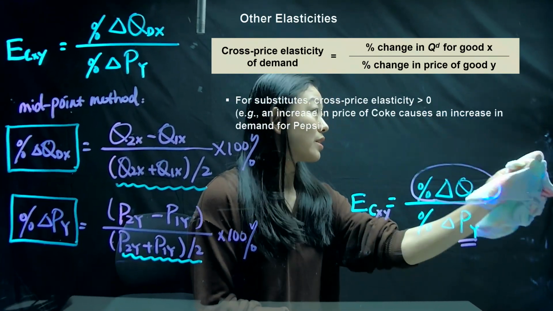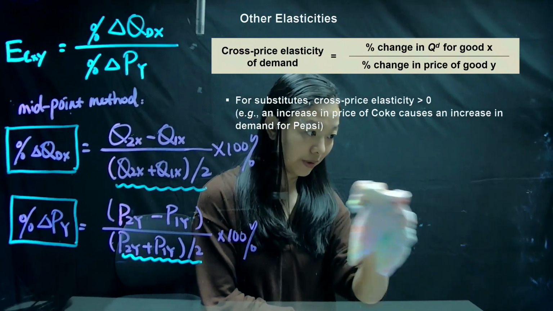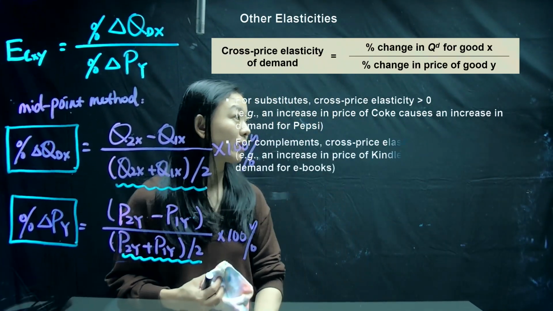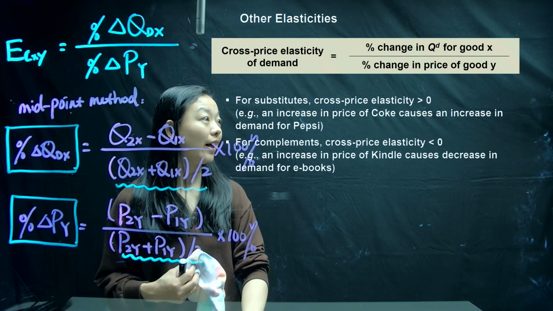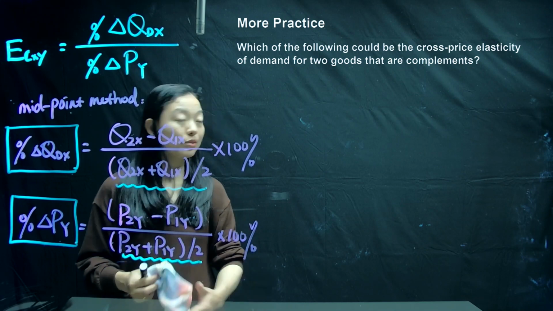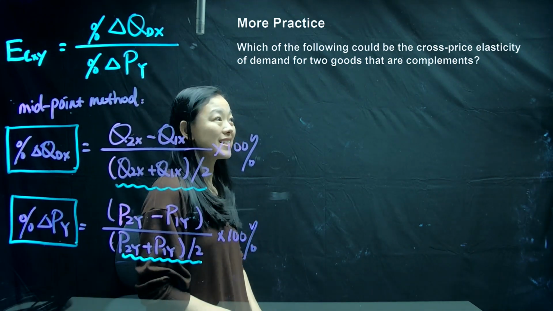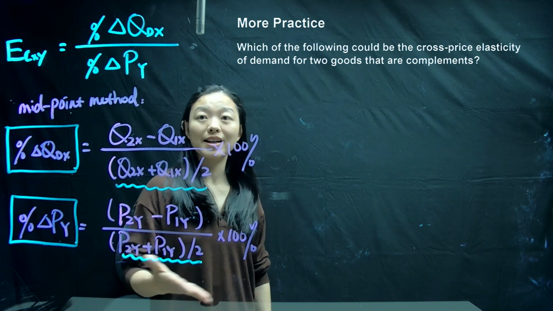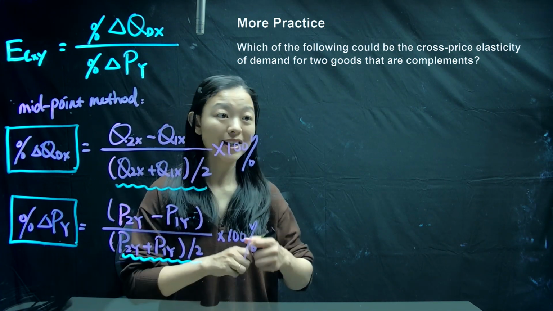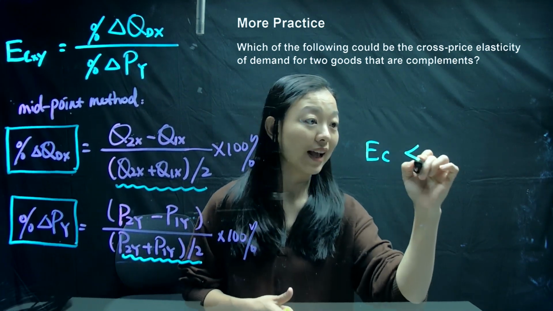So for substitutes, as I just mentioned, okay, the cross price elasticity should be positive, okay? However, for complements, the cross price elasticity should be negative. And then I will give you one practice question. Which of the following could be the cross price elasticity of demand of two goods that are complements? If those two goods are complements, then the cross price elasticity should be positive or negative? They should be negative, right?